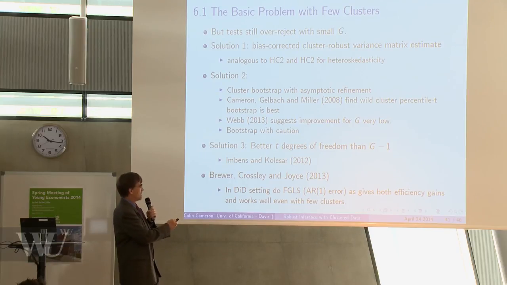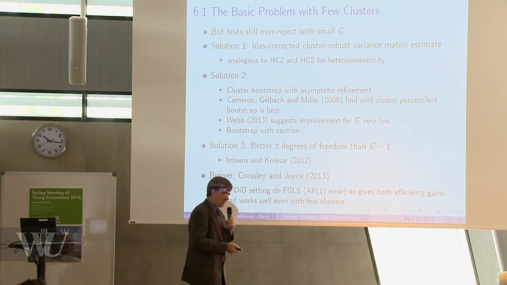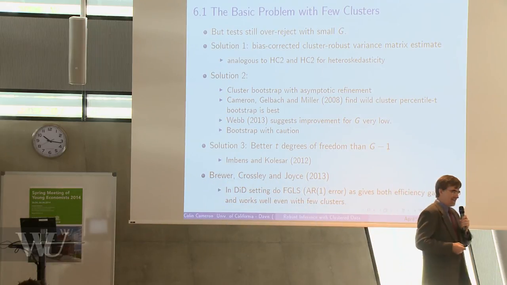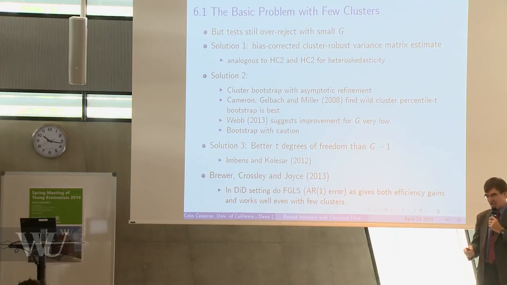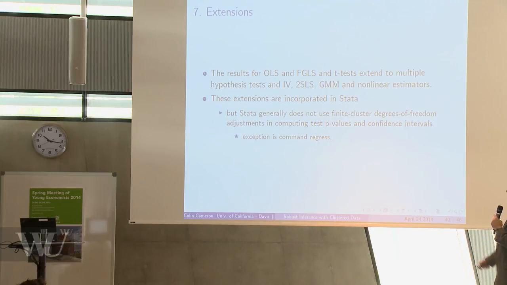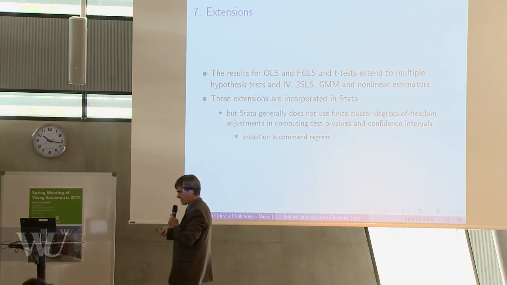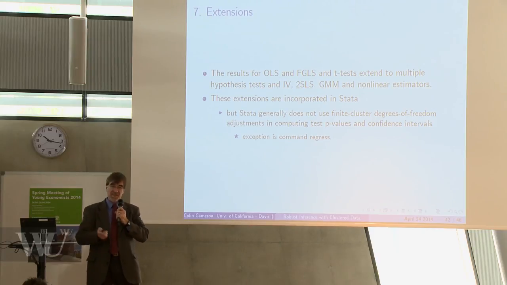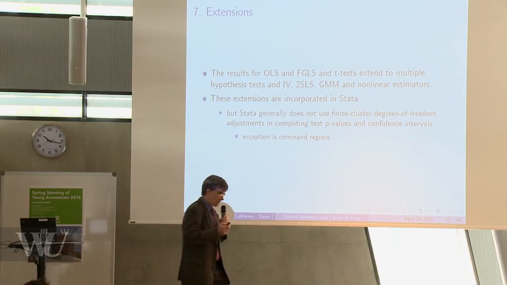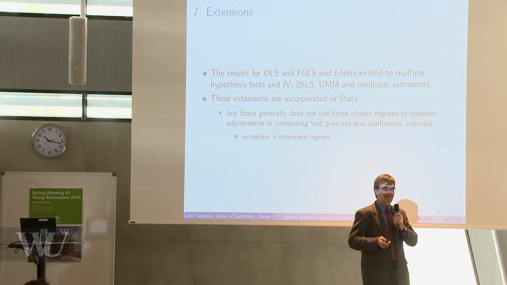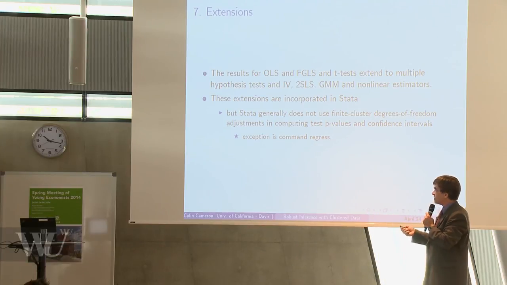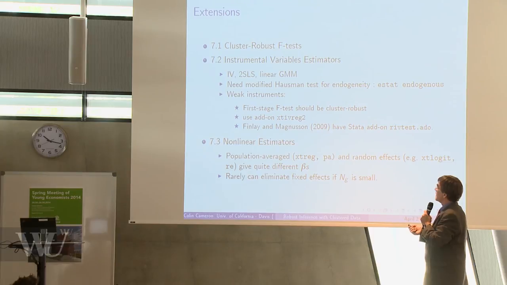And then the third thing is to not use a T with G minus 1 degrees of freedom, but to figure out a better approximation, which will be less than G minus 1 degrees of freedom. Then this extends to nonlinear models, except with nonlinear models, you have to worry more about whether clustering means your estimator is inconsistent in the first place. For example, we know that the fixed effects estimator in the linear model doesn't necessarily carry over to nonlinear models. Probit with fixed effects is inconsistent unless the number of observations in each cluster goes to infinity.